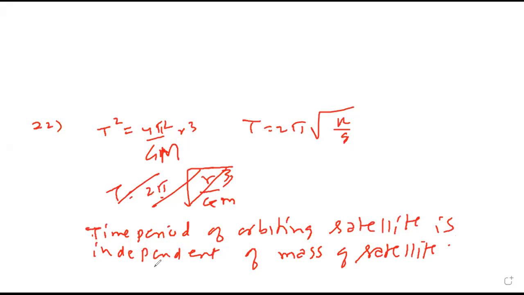Yes or no? Time period of an orbiting satellite is independent of the mass of the satellite. Yes, so whether the mass is 100 times, 200 times, 300 times, the time period of first and second are the same. So the ratio of T1 to T2 is 1. Has anybody not followed this? Yes, please copy then. CET's favorite question.